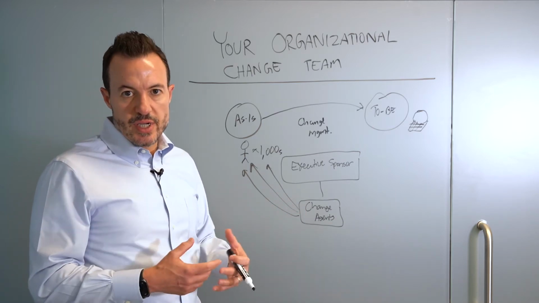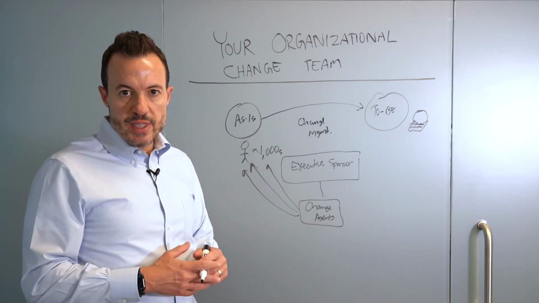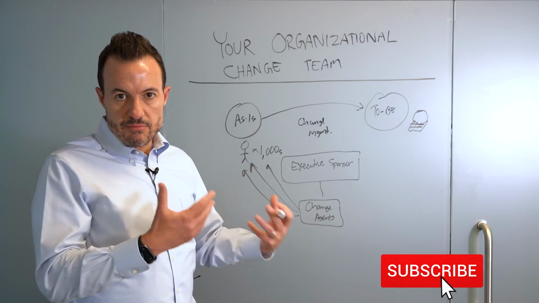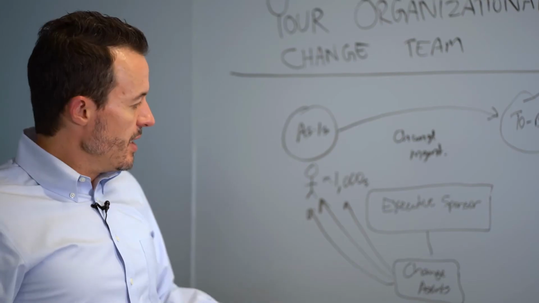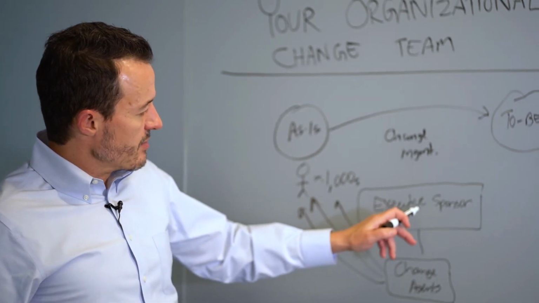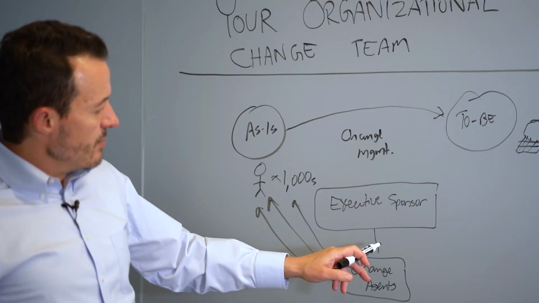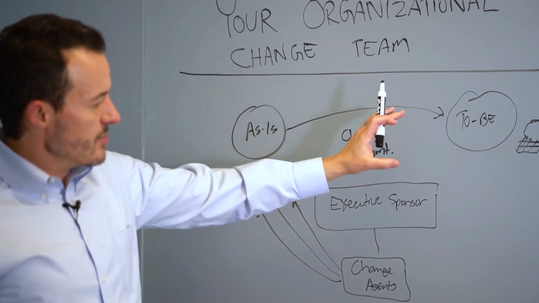They should be excited about the change, people that can communicate well, they're influencers within the organization, and they're optimistic, so they generally can sell the message or sell the vision to the organization. These people are critical to connecting the dots between the vision of the executive sponsor and actually translating that into results that are going to get us from the as-is to the to-be.